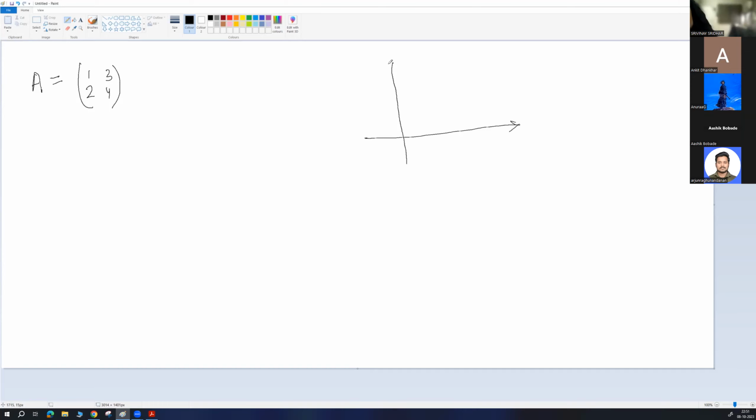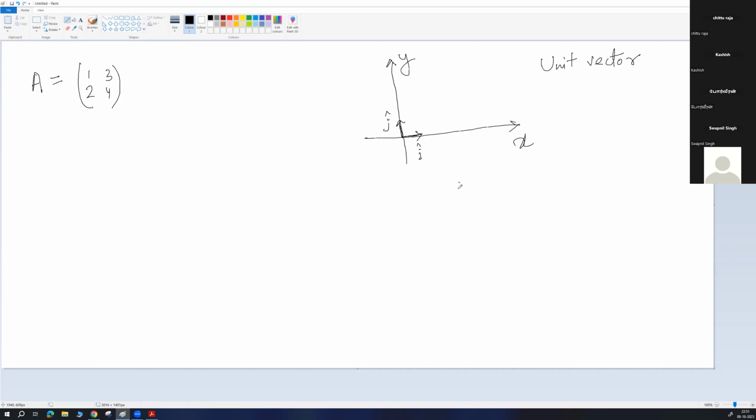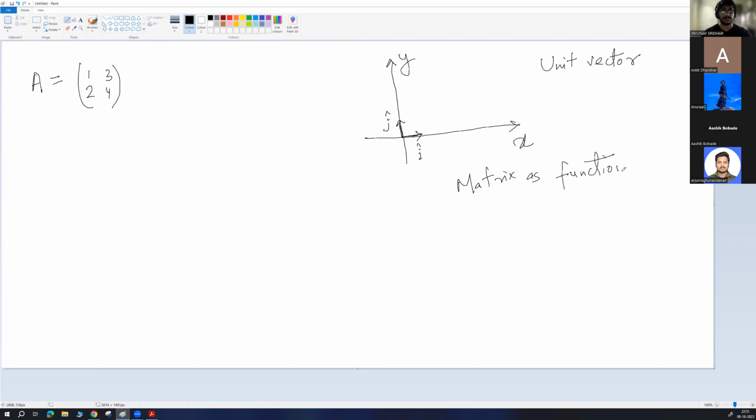So this is the x-axis and this is the y-axis. We're going to give it an input of 1, 0. That is my unit vector on the x-axis. We discussed how, when we consider matrices as functions, when we give input to a matrix, it gives us an output. It does something to that input and gives us some output after doing something to that input, right?